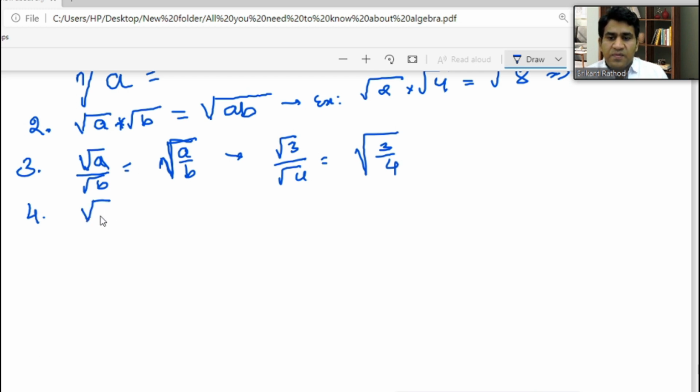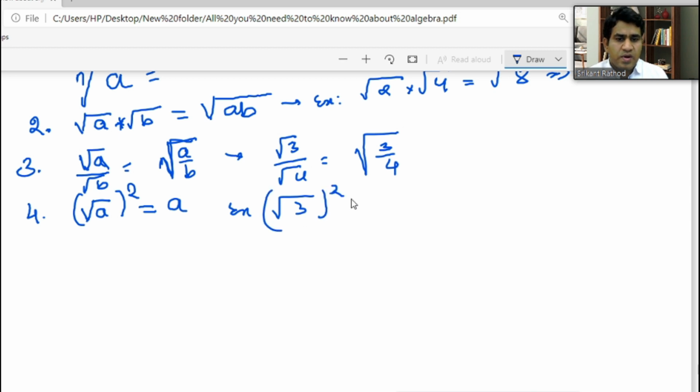Next, square root of a, and if I square this, it is equivalent to a. That is what we say, to get rid of a square root we have to square it. So square root of a, and if you square it, that is equivalent to just a. So example here, square root of 3 squared, I can say its value is equivalent to 3.